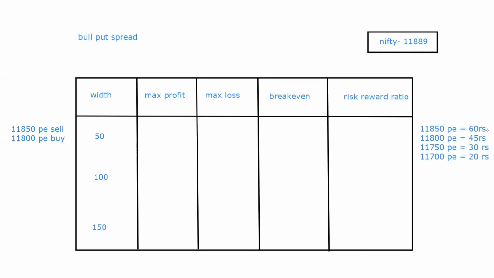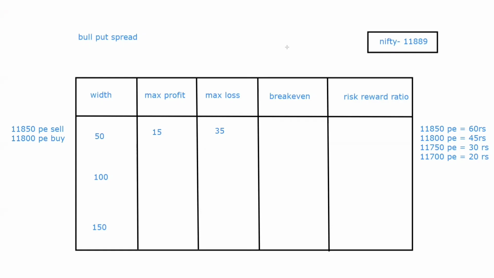Again, 11850 put at 60, 11800 put at 45. 60 rupees we are getting, 45 we are giving. 60 is the credit, 45 is the debit. 60 minus 45 is 15. Hence the maximum profit, that is the maximum credit, is 15. Simple. Now if the width is 50 and the profit is 15, then 50 minus 15 is 35. Simple.